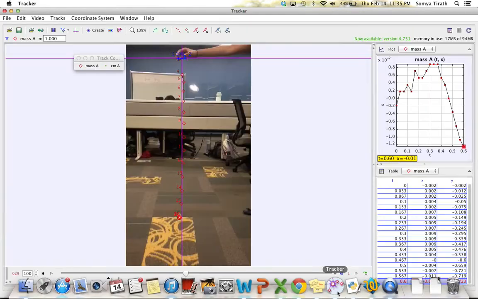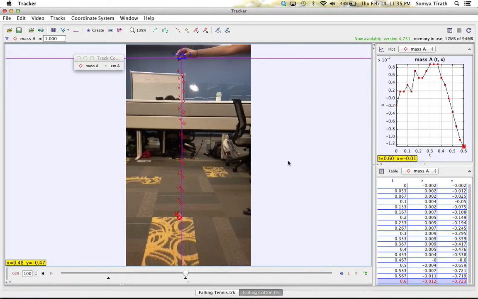So why is the constant of proportionality bigger for the cotton ball? It's bigger for the cotton ball because the force of drag is higher. Because the cotton ball has more air resistance, the force of air resistance affects its speed more, which means that it has a higher constant of proportionality.